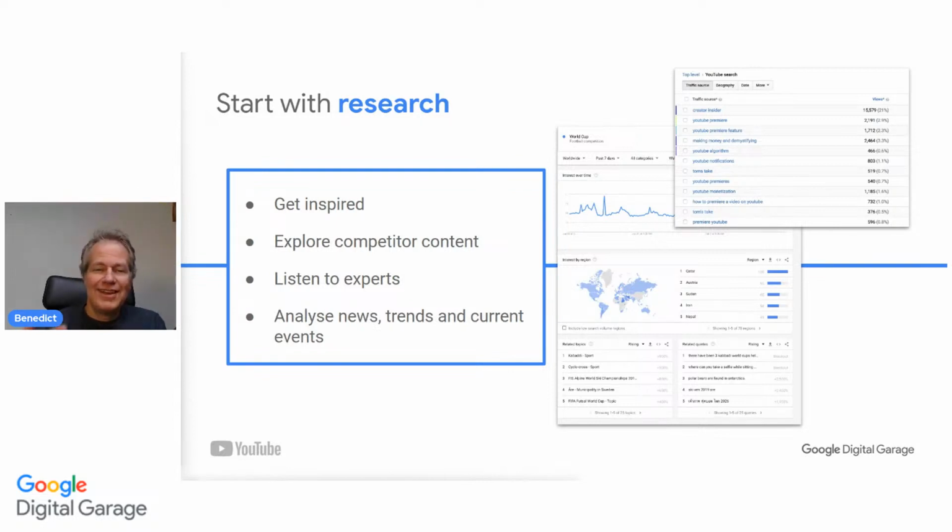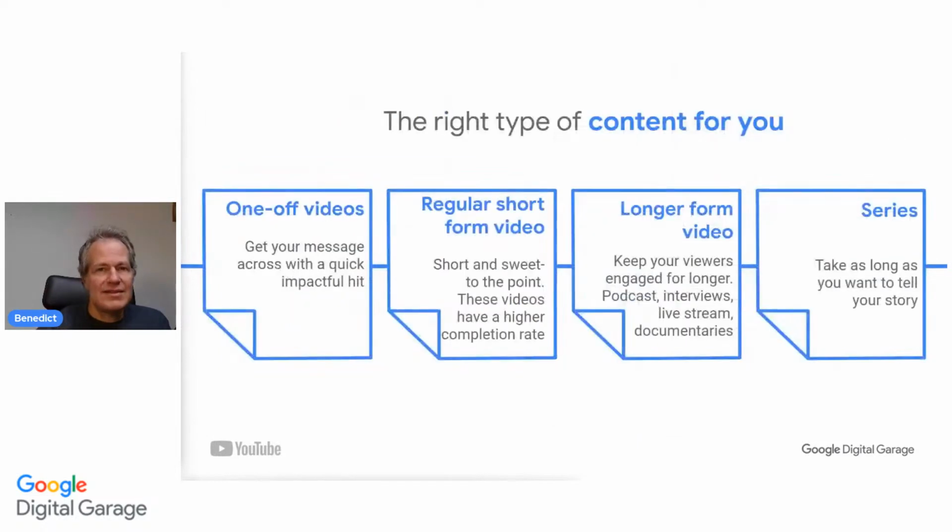Now, once you've researched your passion, audience, and everything in between, you want to think about the type of content to create. Right. Now, going on to your question here, Maximus, how long it should be. To consider what type of content is right for you, the big thing is we've got one-off videos, we've got regular short form videos, we've got longer form videos, and then we've got things like series, okay?